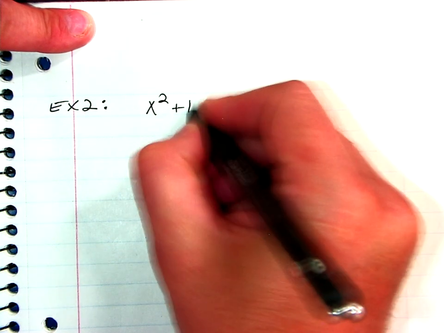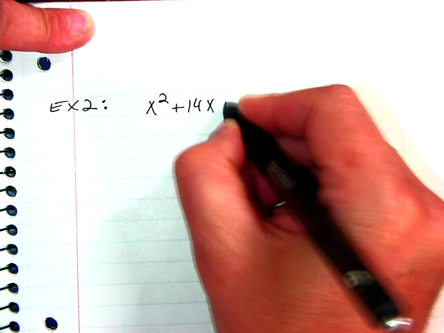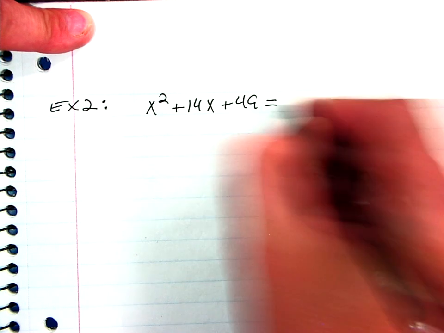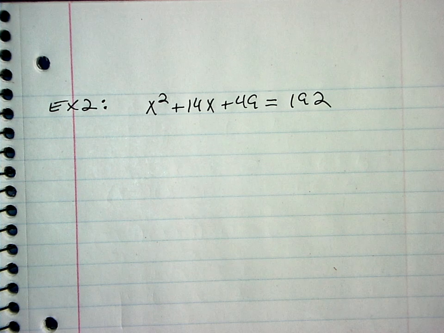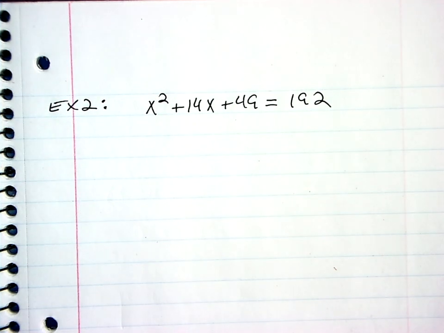X squared plus 14x plus 49 equals 192. I have bad news for you. 192 is not a perfect square. 194 is, I think. No, 14 times 196. Maybe I'm just making stuff up. Hold on. 14 times 14 is 196.